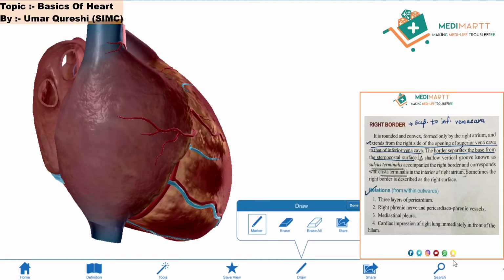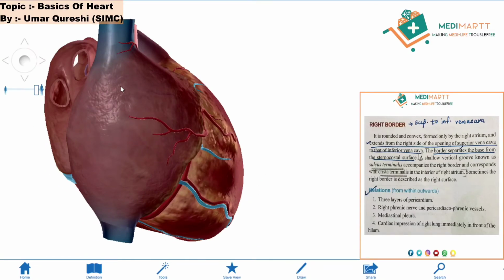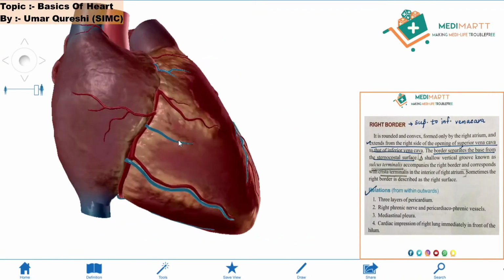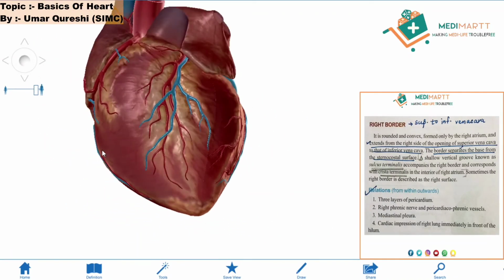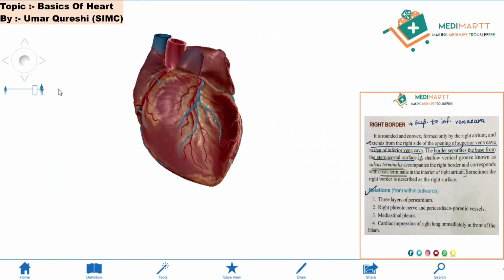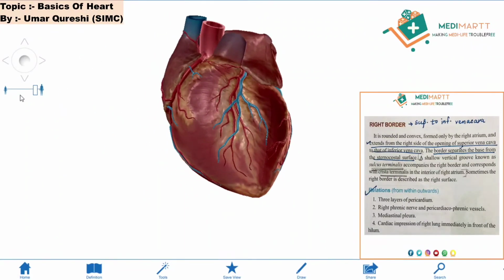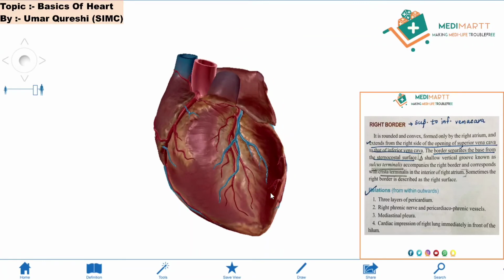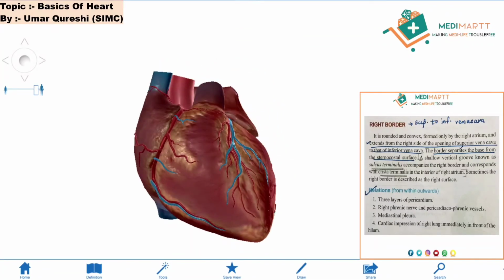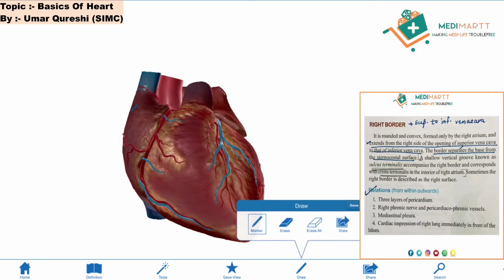Then the relations, these are very important points. Relations are the most important topics and most frequently asked in the professional examinations. So we will see what the relations of the right atrium or right border are. As you all know, this is the right border, this is the right border.